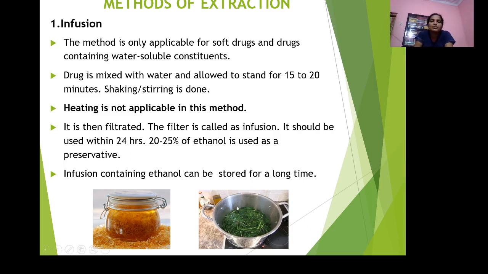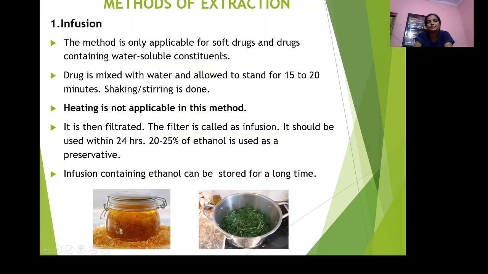Generally, for the preparation of this infusion, 20 to 25% ethanol should be used as a preservative, so that it can't get decomposed or infected with any microbes. Ethanol plays an important role as a preservative. It can prevent microbial growth. Infusions containing ethanol can be stored for a longer period of time, and these are the diagrammatic representation of methods of preparation of infusion.